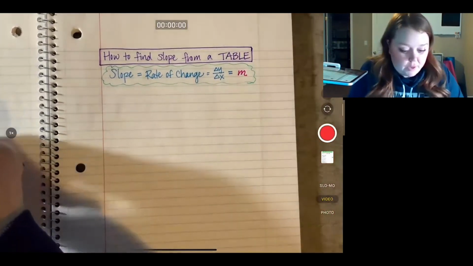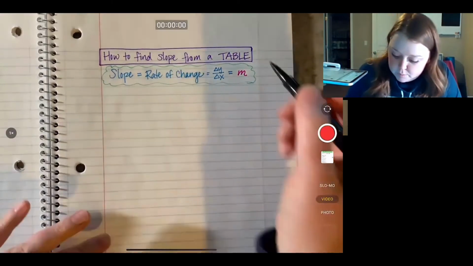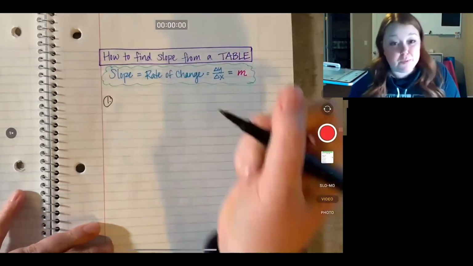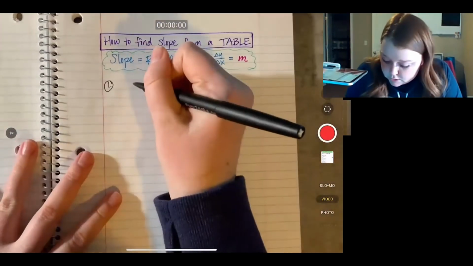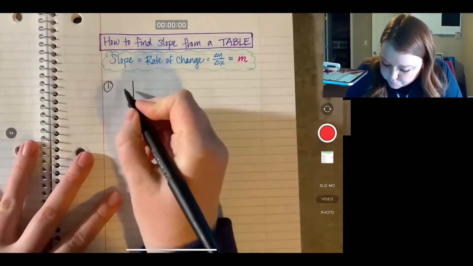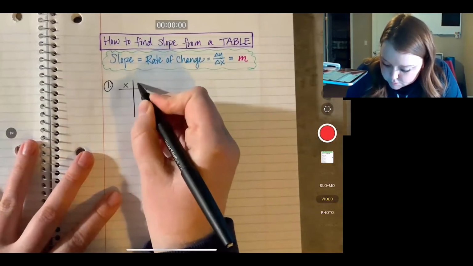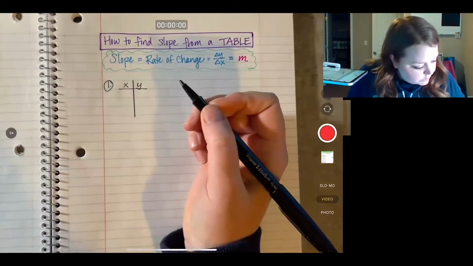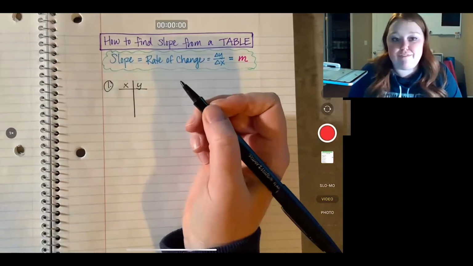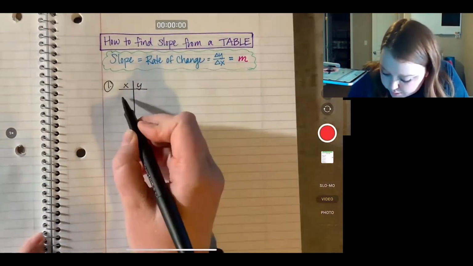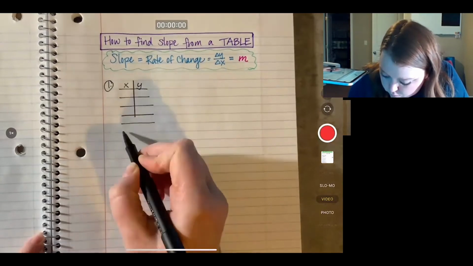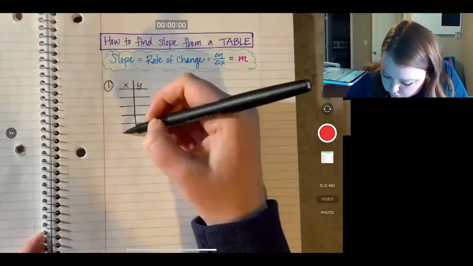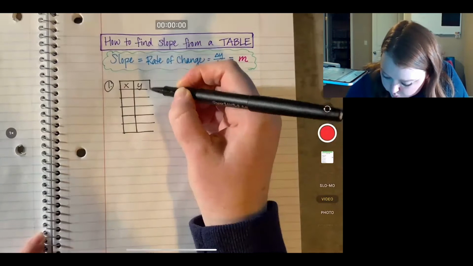Okay, so we're finding slope from tables. So obviously we're going to be drawing some X, Y tables here. Let's get our first one set up. X, Y. We have 1, 2, 3, 4, 5. We have 5 ordered pairs in here. So get your table all set up and pretty.